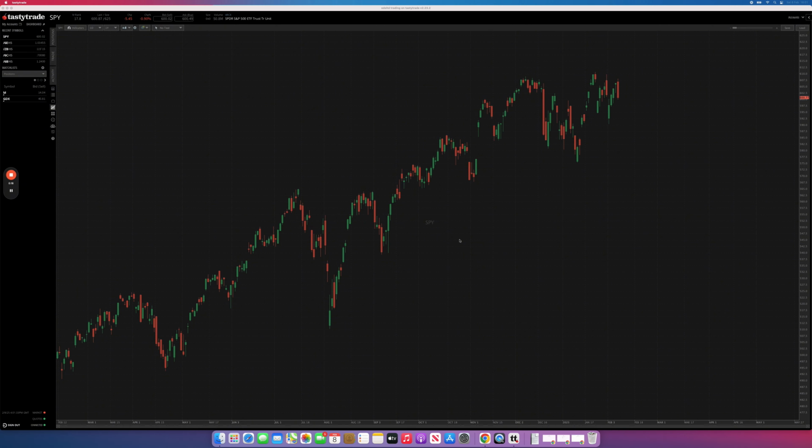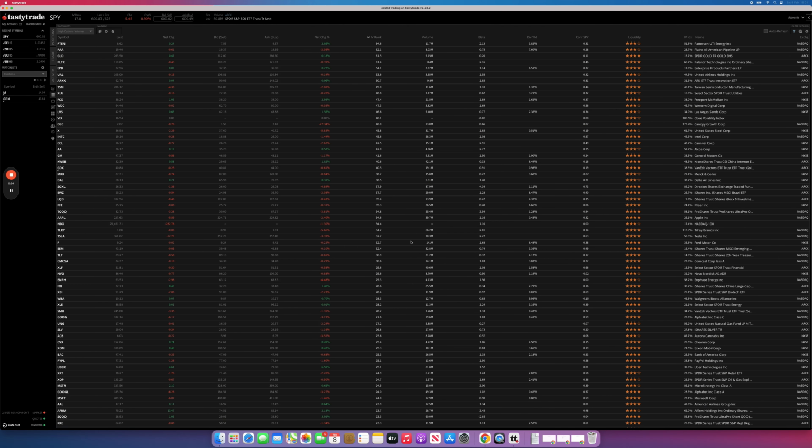So the first thing you want to do is, of course, open up your brokerage platform, and then go over to your watch list. This is just a pre-made default watch list. You can use any watch list that you like. Just make sure you have a nice diverse range of underlyings, and you want to have IV rank up on your watch list, and order the watch list from high to low IV rank.